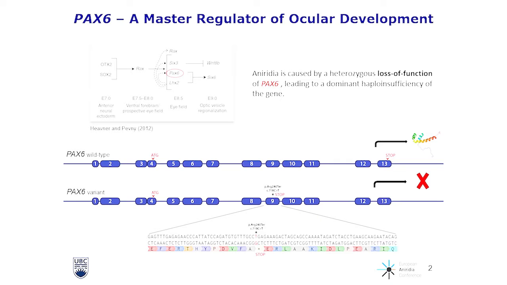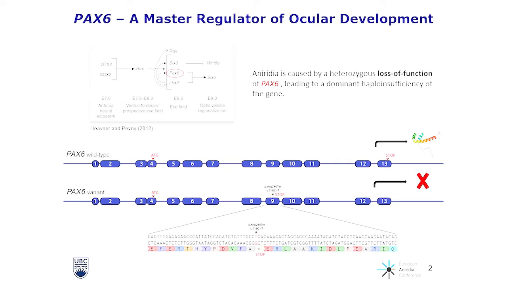And so aniridia is caused by a heterozygous loss of function of PAX6, leading to a dominant haploinsufficiency of the gene. So this means that patients in their cells carry one wild-type copy of the gene, which encodes a properly functioning PAX6 protein, and the cells carry one copy of the gene, which contains a mutation or a variant, which disrupts the production of a properly functioning protein.